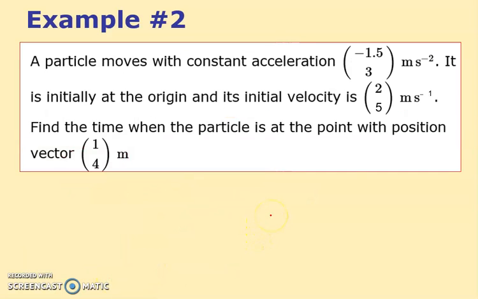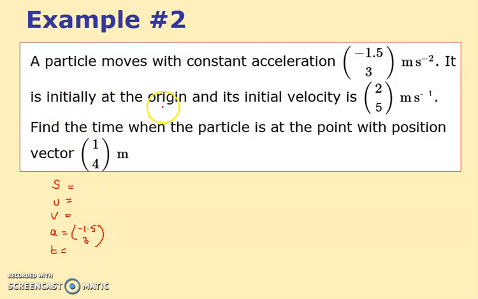A particle moves with constant acceleration. So they tell me the a. So again, I want the right Suvat. But when I'm having to do this, I noticed last time I had to give myself a bit more space because I've got the vectors. Constant acceleration is minus 1.5 and 3.